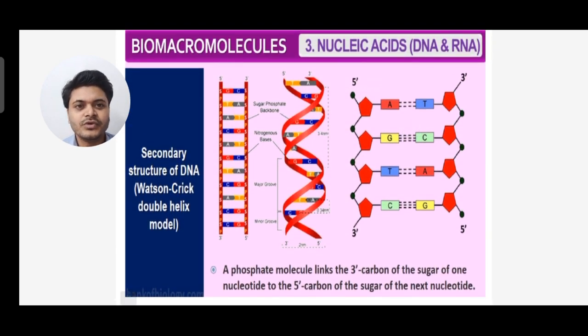Now a phosphate molecule links the 3 prime carbon of the sugar of one nucleotide to the 5 prime carbon of the sugar of the next nucleotide. On one side it is attached with the 3 prime carbon, on the other side it is attached with the 5 prime carbon. Alright. So each sugar phosphate backbone is attached with one side 3 prime end, another with 5 prime end.